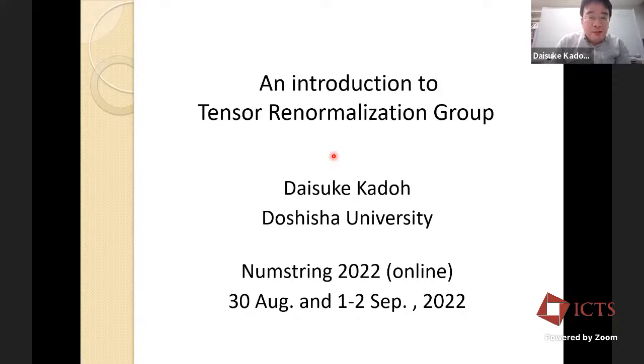I'm studying the tensor renormalization group method these days because the TRG method is very powerful for studying theories with the sign problem. Today in this lecture, I'd like to give an introduction to TRG for those who do not know this approach well. So I think my talk could be very easy for experts in this field.